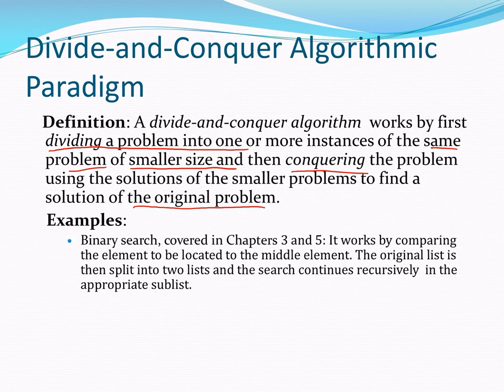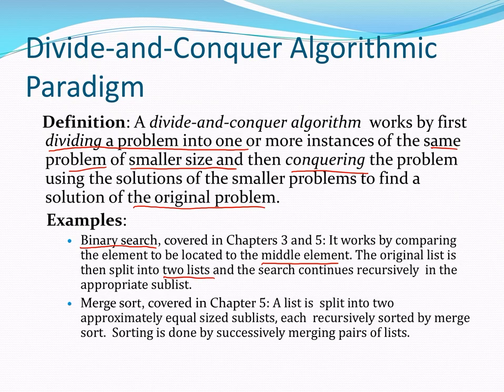One example is the binary search. We've looked at that in a couple of different contexts. The way it works is we take a list, check the middle element, and then explore one of two lists, either the upper list or the lower list, and we do that recursively for each of those sublists we split as well.